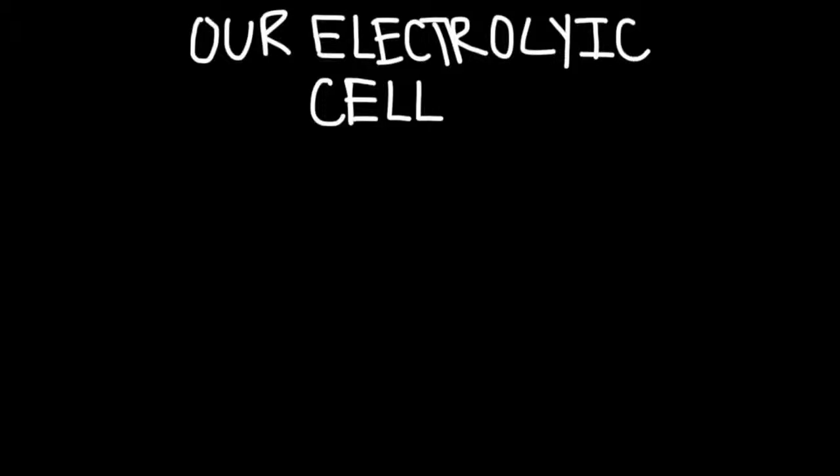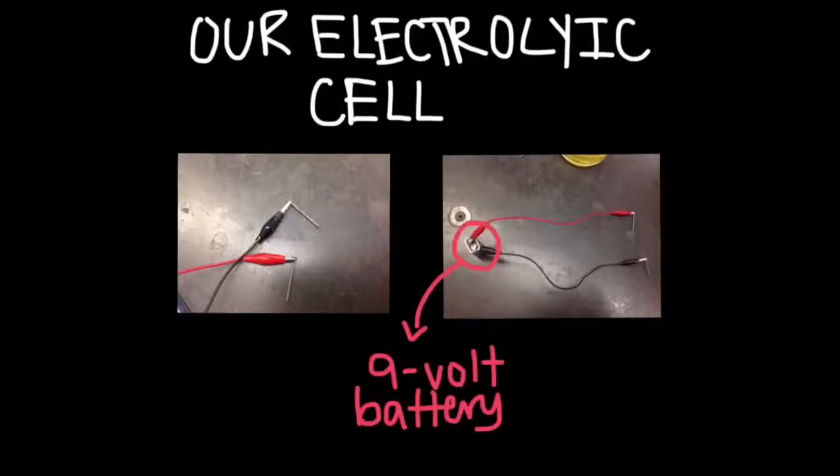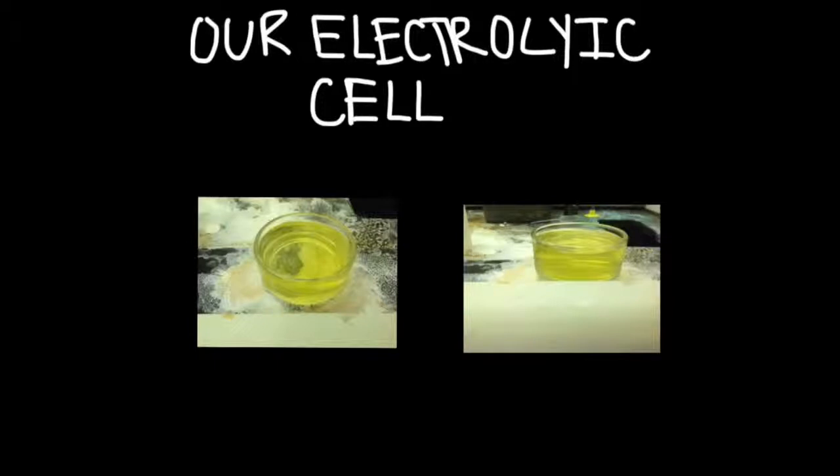Now let's take a look at the components of the electrolytic cell in this demo. Both the anode and cathode are iron nails connected by alligator clips to the battery, which serves as the power source of the cell. The electrolyte solution is made up of a mixture of 3 packs of gelatin, 10 milliliters of 0.100 molar potassium ferricyanide solution, and 10 drops of phenolphthalein.